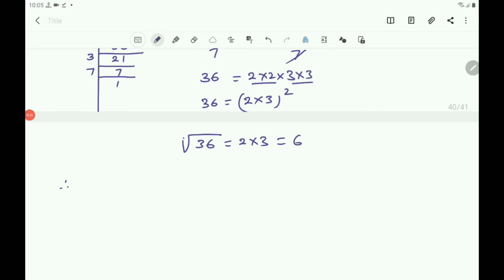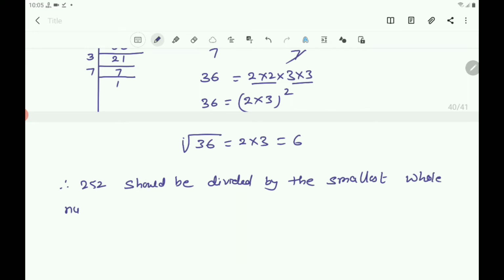Therefore you write 252 should be divided by the smallest whole number 7 to make it a perfect square.